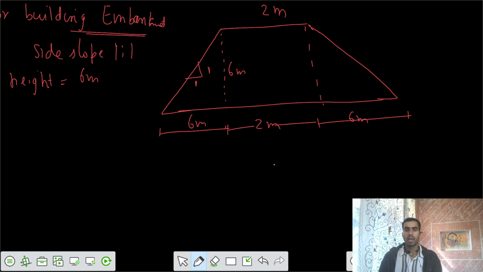So we have the cross-section area of that embankment. This is the area of the cross section of the embankment, that is, the semi-sum of the parallel sides into the height of 6. So this is the area of the cross section of that embankment.